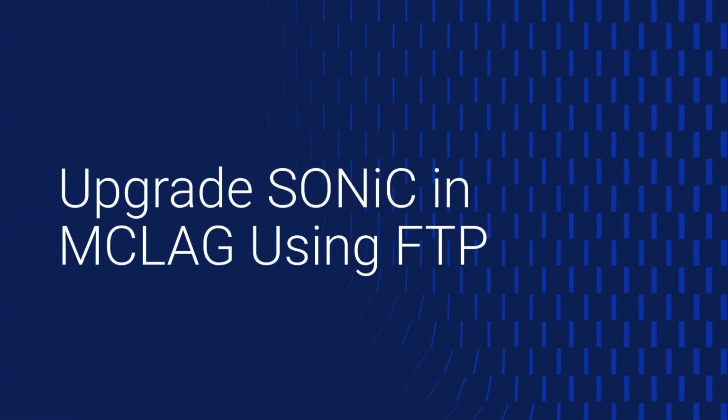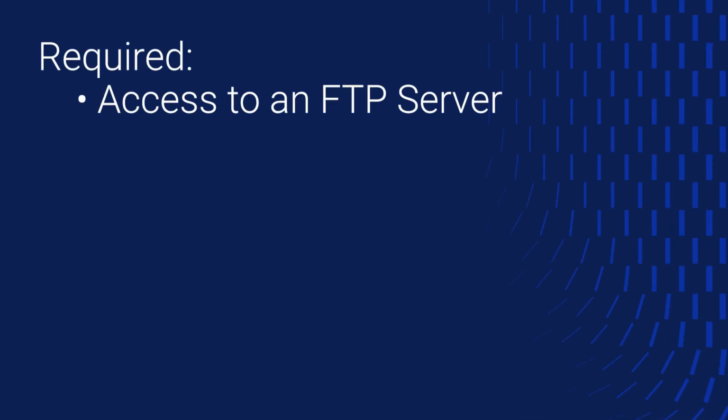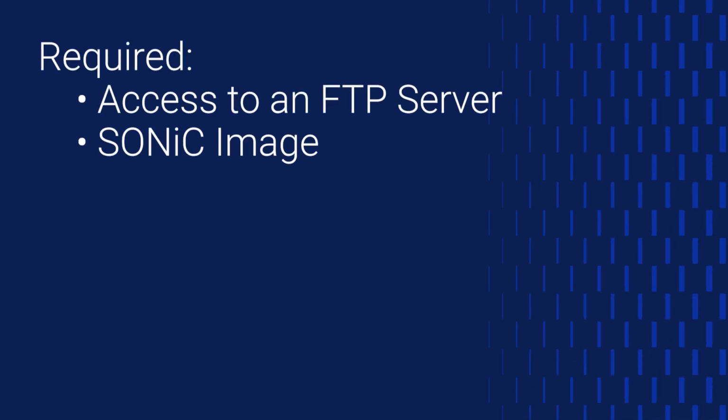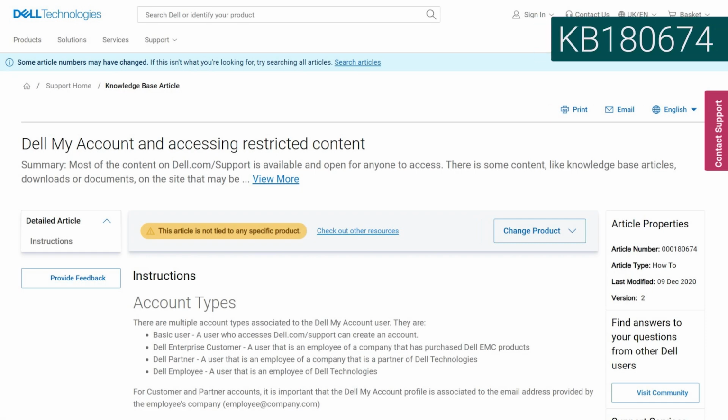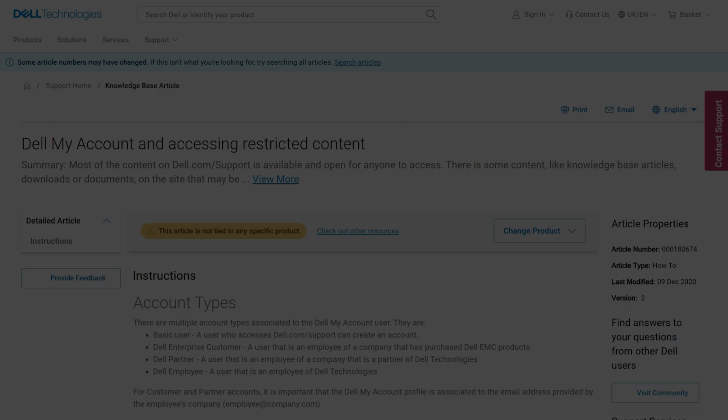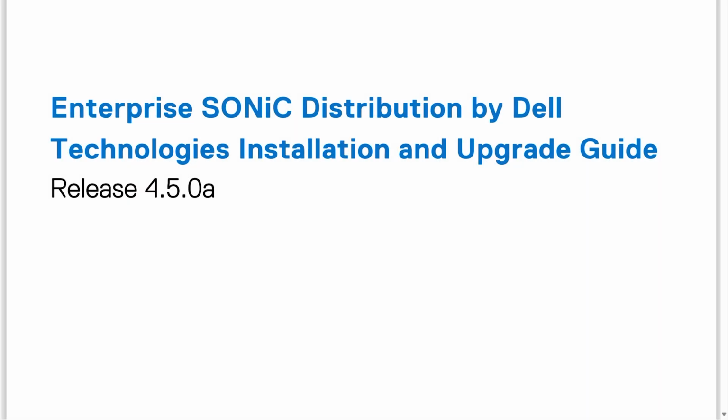Here's how to upgrade SONiC in an MCLAG environment using an FTP server. You'll need access to an FTP server and the SONiC image. Download the image from your Dell My account. For more information, see KB article 180674. This is not a comprehensive guide.